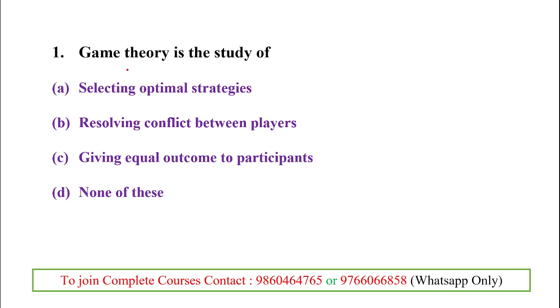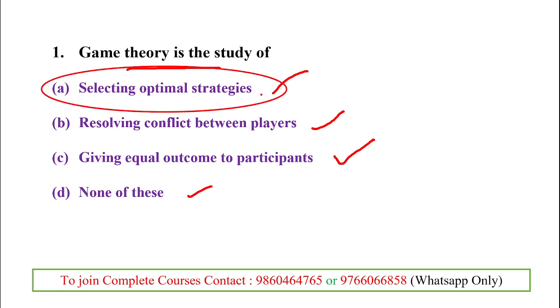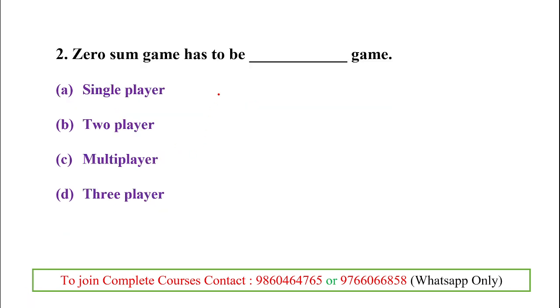First question: the game theory is the study of selecting optimal strategies, resolving conflict between players, giving equal outcome to participants, or none of these. And the answer for this question is selecting optimal strategies. So, in game theory, we want to select the optimal strategy between the players, and that we get from selecting the saddle point.